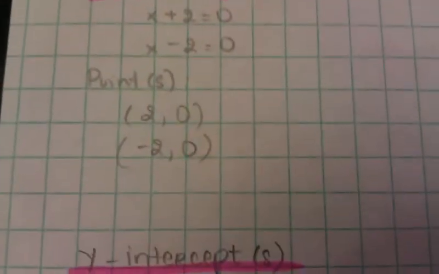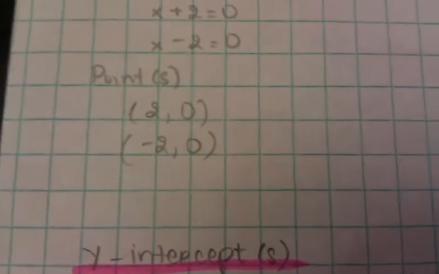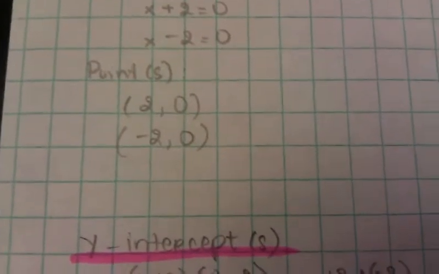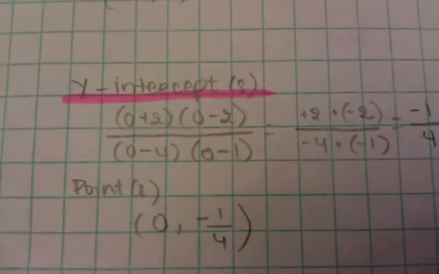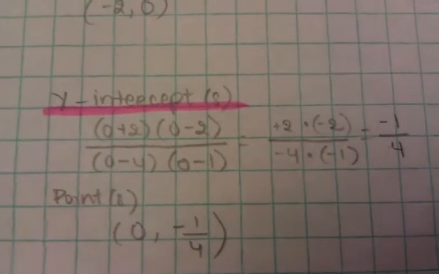For the y-intercept, we will plug in 0 for x, and we solve for it. And the result I get is negative 1 over 4. So the point would be 0 and negative 1 over 4.